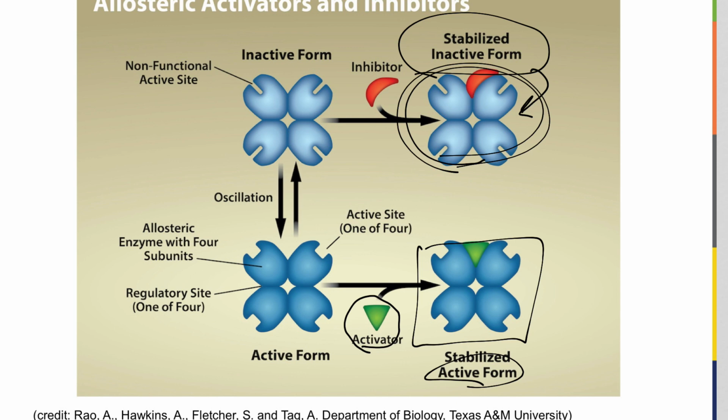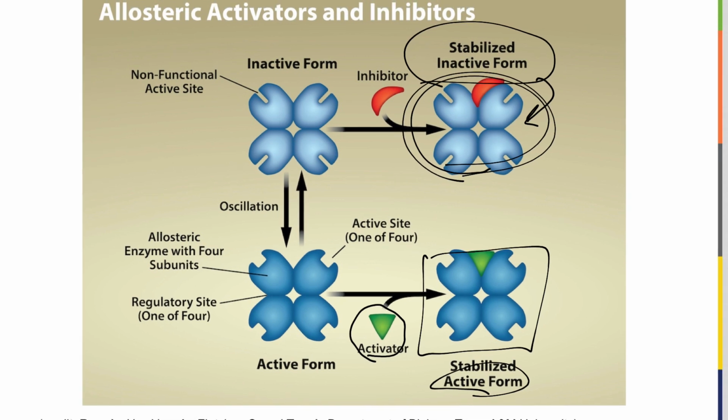Makes sense. So if cells want to make their chemical reactions go faster or slower, they can use these allosteric inhibitors or activators to control how many enzymes are actually active and how many are turned off.